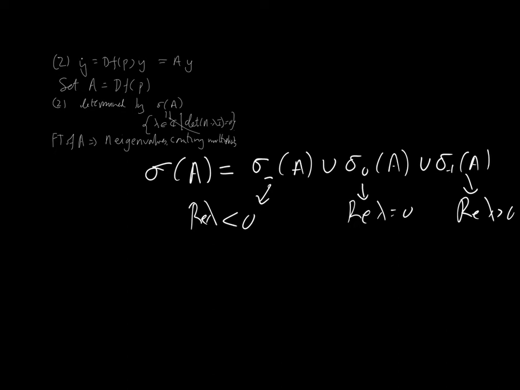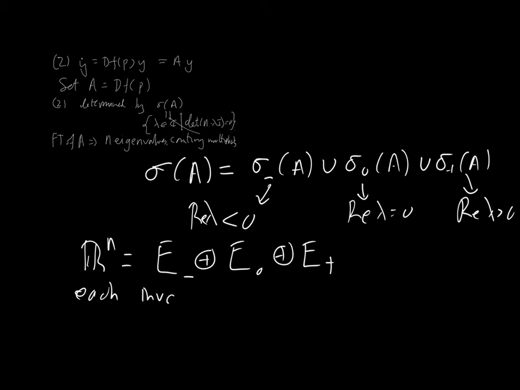Using, for instance, Jordan canonical form, you can actually show that R^n will decompose into the direct sum of three subspaces, E minus, direct sum E0, direct sum E plus. Each of these is invariant under A, and each somehow corresponds to a bit of the spectrum. So the spectrum of A restricted to E minus is equal to sigma minus of A.